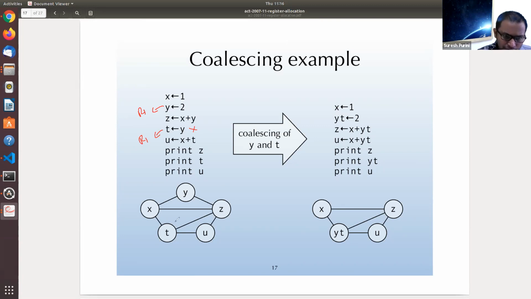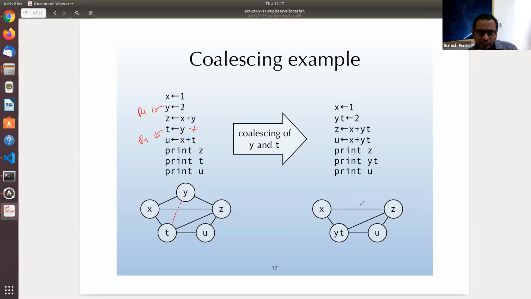So wherever there are two variables where there is a possibility for coalescing, we can put a dashed edge between them in the interference graph. They don't interfere with each other, but it would be good to merge them. That is, we treat y and t as the same variable. From y and t, we can create a new variable yt by merging them together, and we can allocate the same register, whatever it is, to both of them together. So this is the coalesced interference graph.